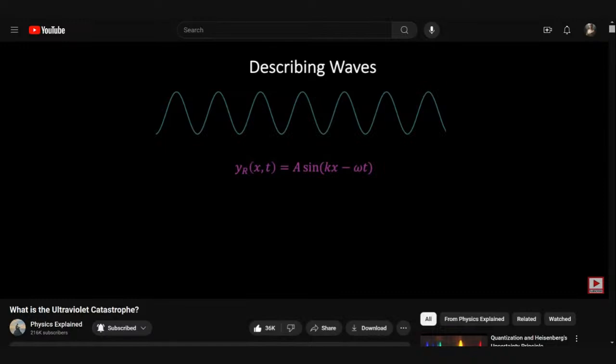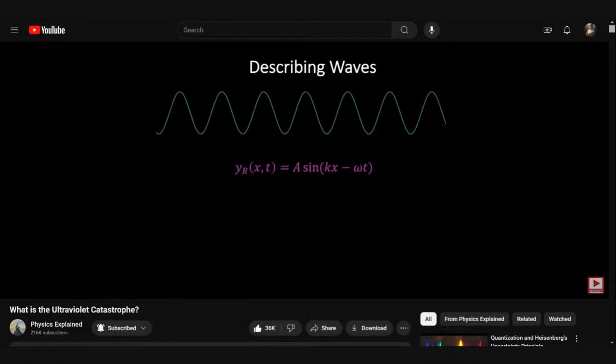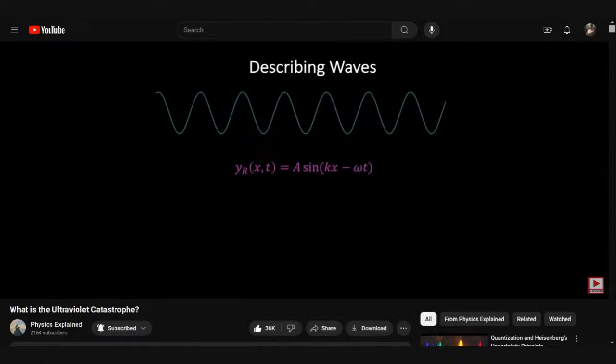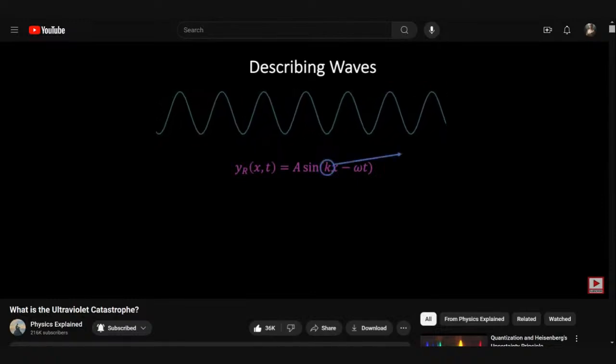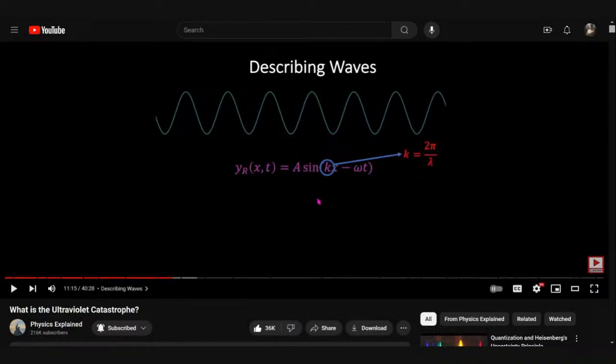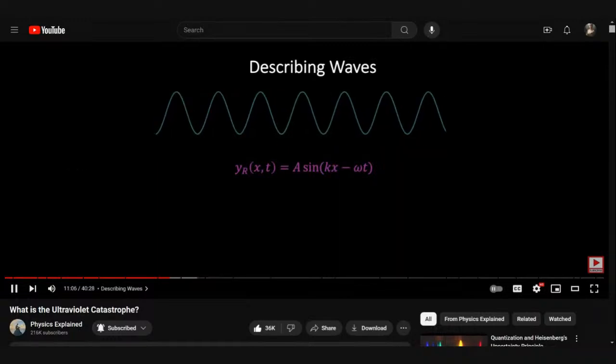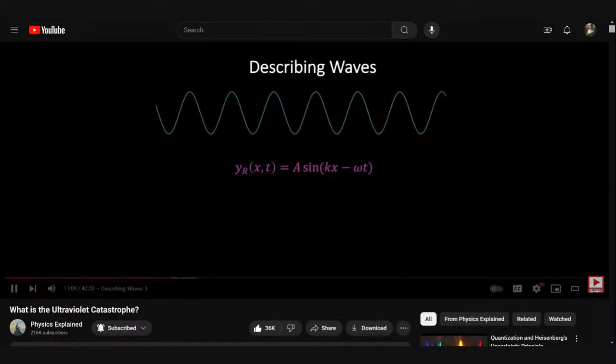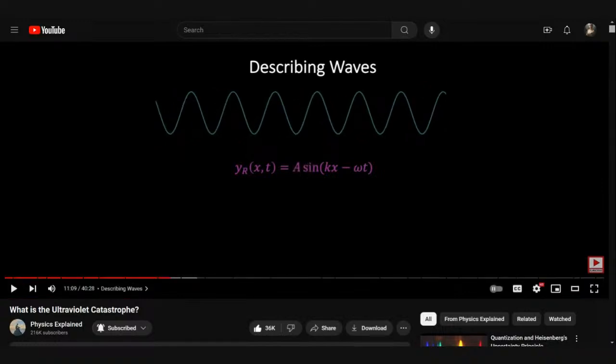The minus sign tells us that the wave is moving to the right, and if we let time flow, we can see this. The constant k is referred to as the wave number, and it's defined as 2 pi over lambda. But why, as t goes up, does the wave move to the right?